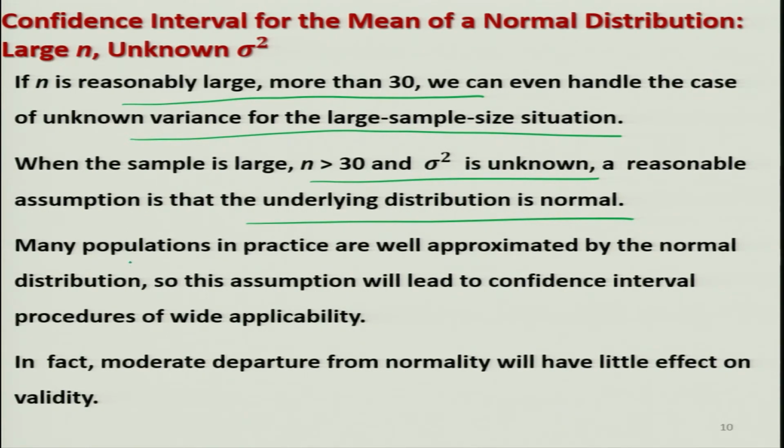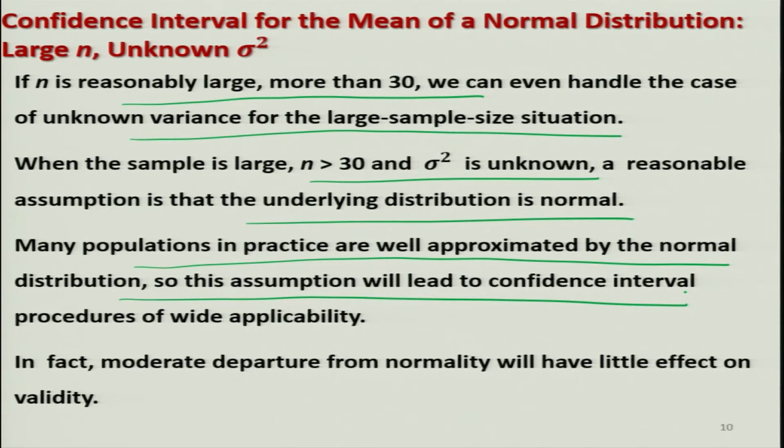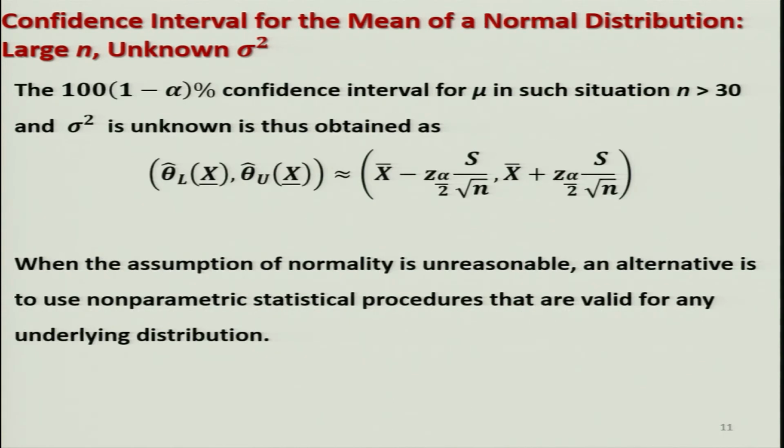In practice, many populations are well approximated by the normal distribution. So, this assumption leads to confidence interval procedures of wide applicability. They are easy to use and convenient, so people can find them easily. And if there is some moderate departure from normality, it has very little effect on the validity of the confidence interval. So, you do not have to worry about those things.